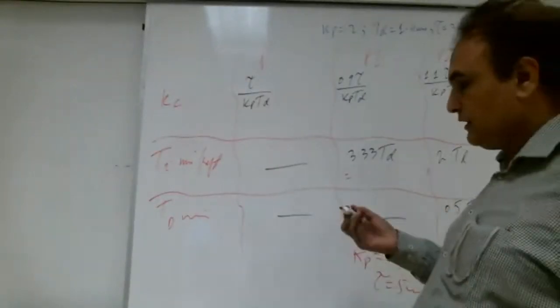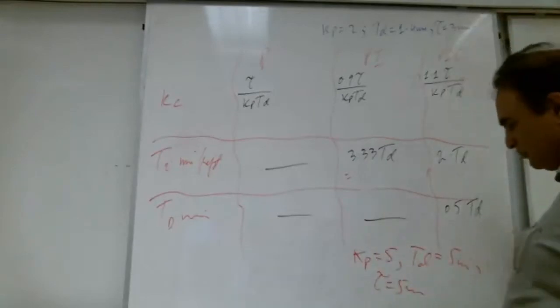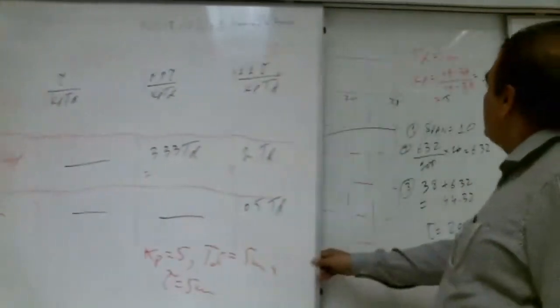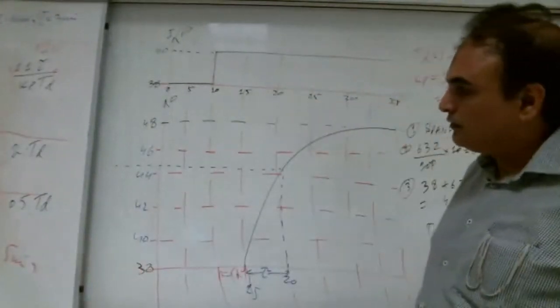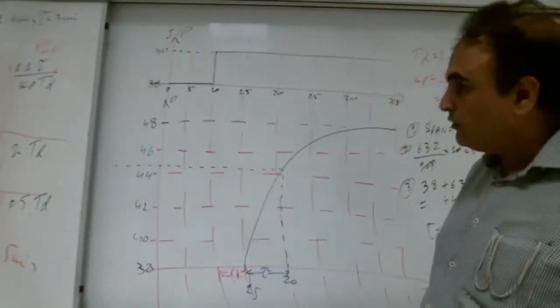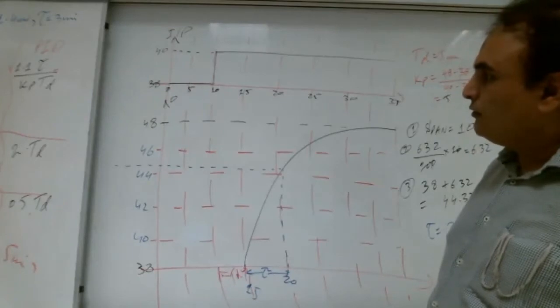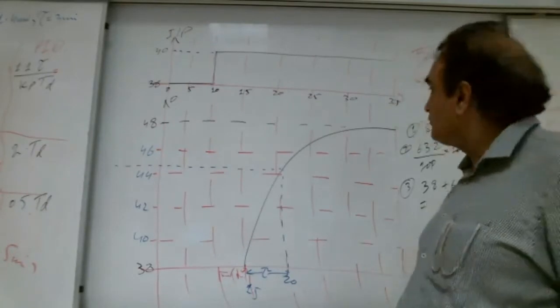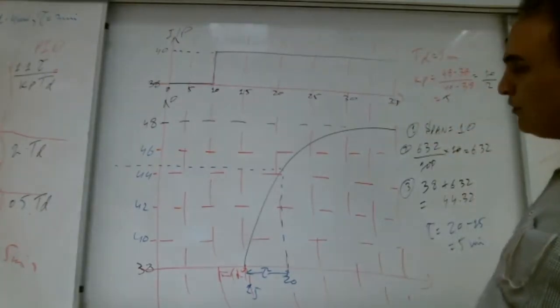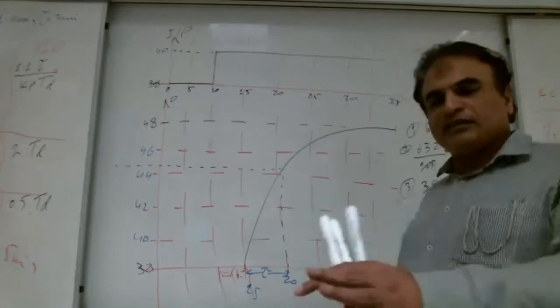Teacher, I think the process gain is 1.21. Sorry? I think the process gain is 1. How? 1.6. In the book, teacher, 1.1. This is not a book question. This is a separate question.